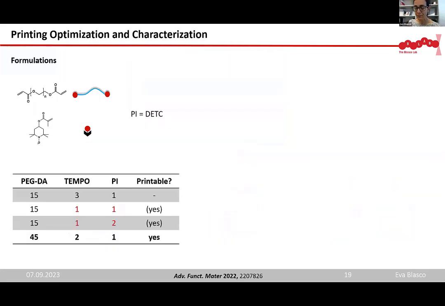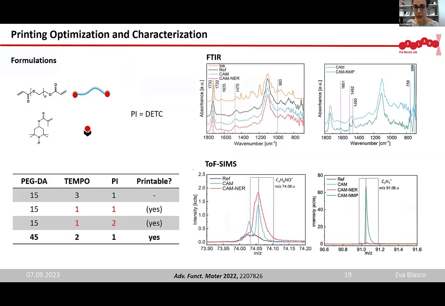And this is how we have done it. So I don't have much time to go into detail on the formulation, but here you can imagine that if we have a radical quencher, we need to optimize very nicely the photoinitiator and also the cross-linkable density. We proved the incorporation of the alkoxyamine and the chain extension via IR and via ToF-SIMS.